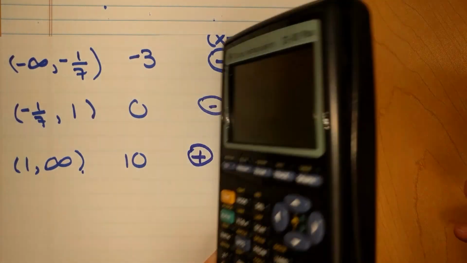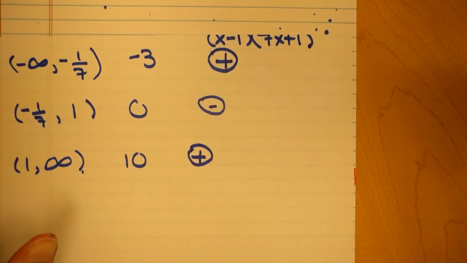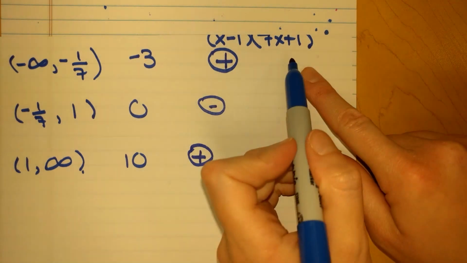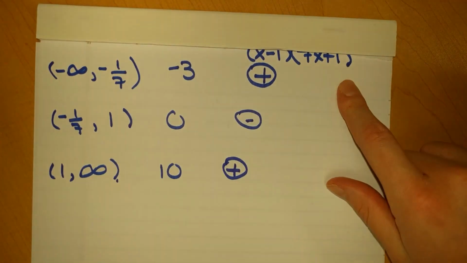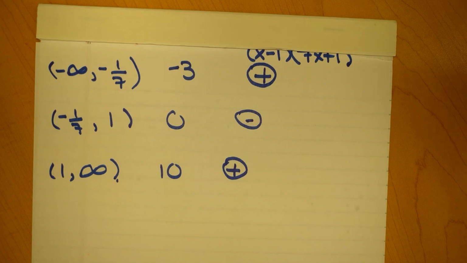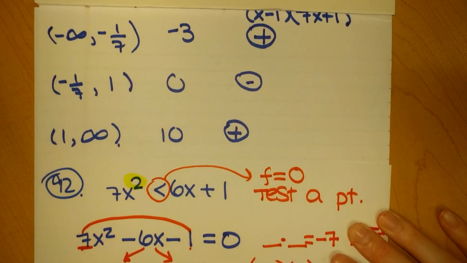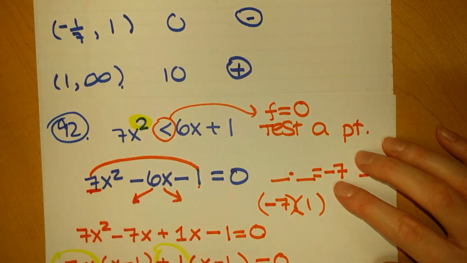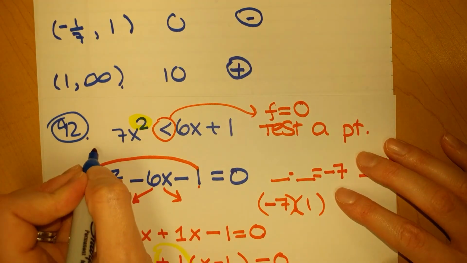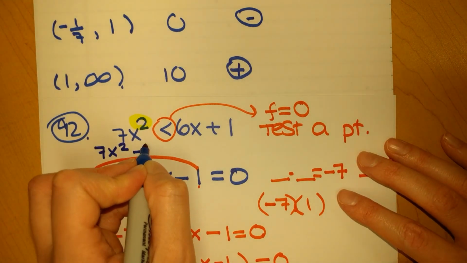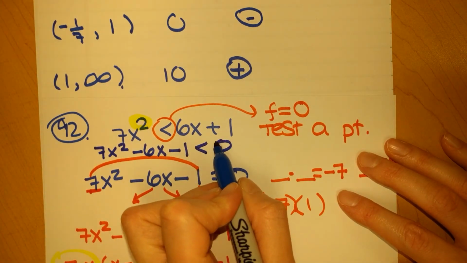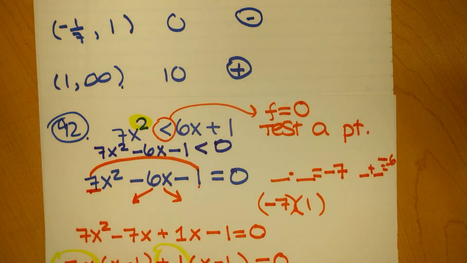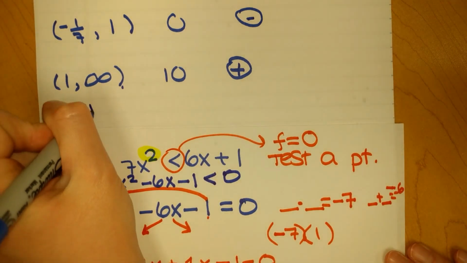If you're going to take business calc or calc, though, you really don't want to be relying on the graphing calculator. You want to be able to do this by plugging it into the polynomial that has been given here, either x minus 1 times the 7x plus 1 or the original polynomial. Now, the question of what we want. When we started off this question, we wanted a less than. And we moved everything over to one side so that this polynomial became 7x squared minus 6x minus 1 is less than 0.